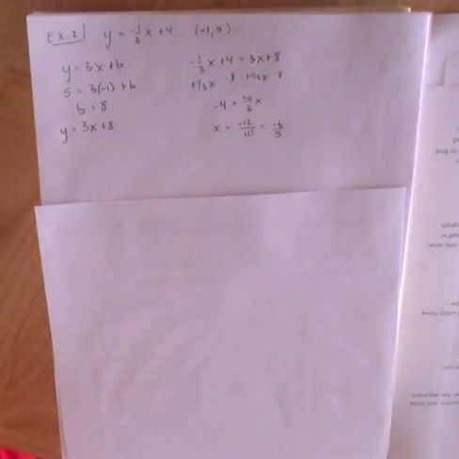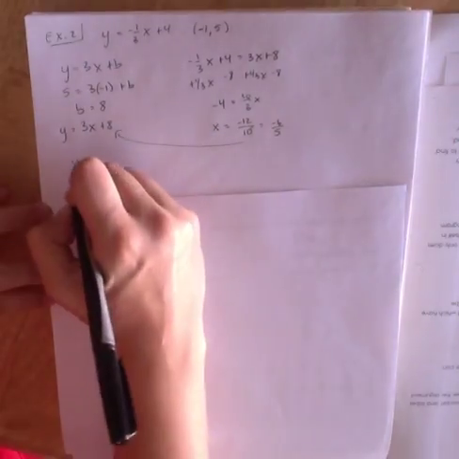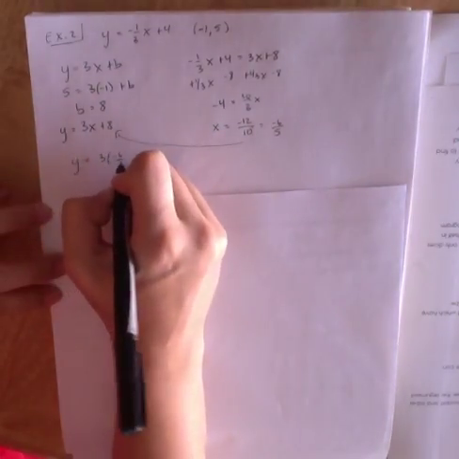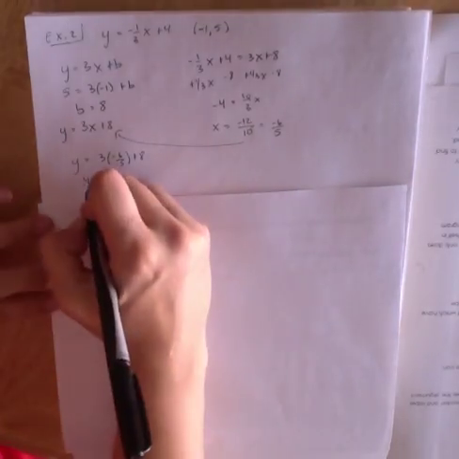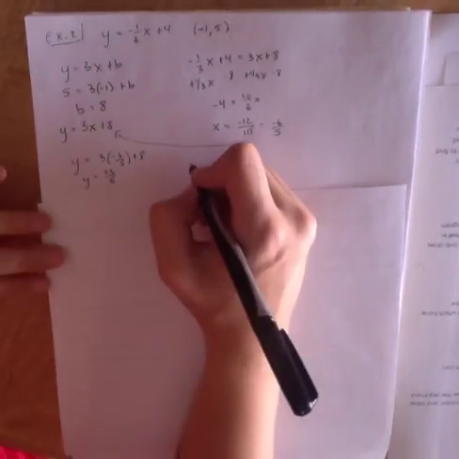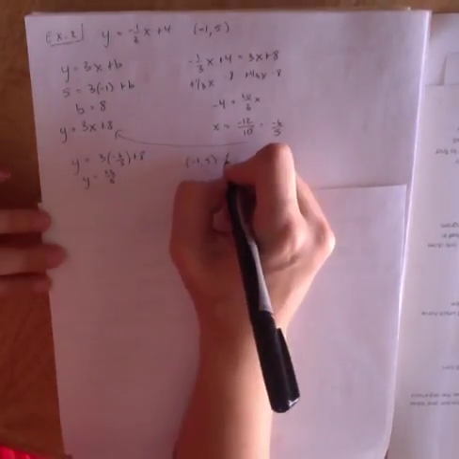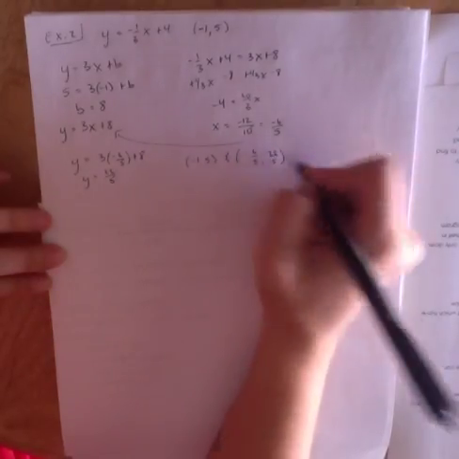Okay? Now, I'm going to plug in this x into my perpendicular line to solve for y. So y is 3 times -6/5 plus 8. And I get y is 22/5. So now I'm finding the distance between (-1, 5) and (-6/5, 22/5).